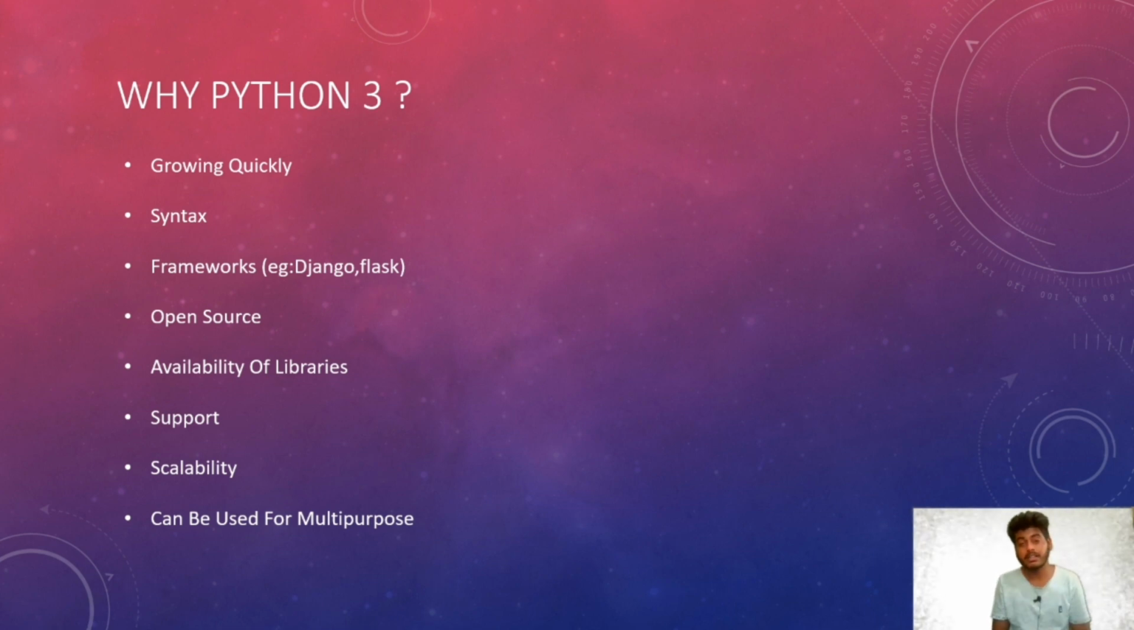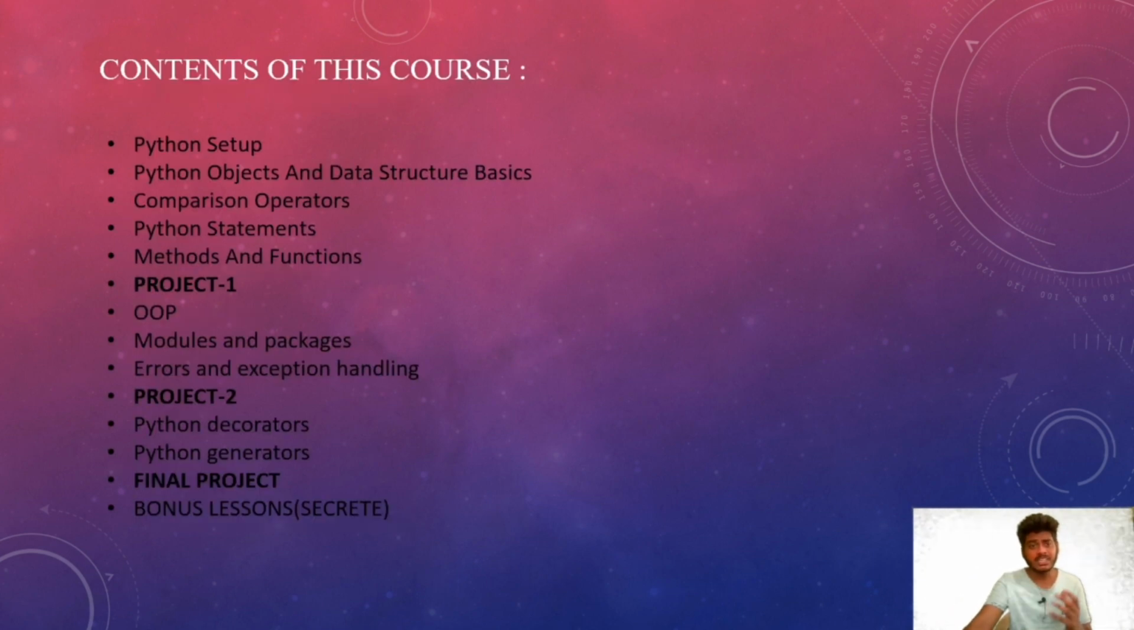Next is scalability. Scalability is also a thing where Python plays an important role. It can be used to maintain heavy databases, and also maintain heavy crowds on a website, or maybe on desktops. So it is multi-purpose. It plays an important role in every corner of programming and developing. Next, it can be used for multiple purposes. As I said, it can be used for everything and every purpose. So this was about Python.